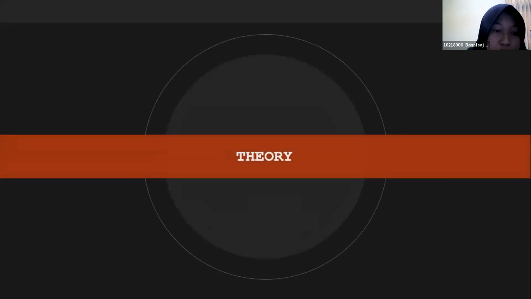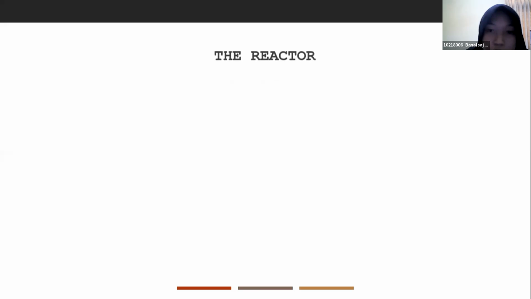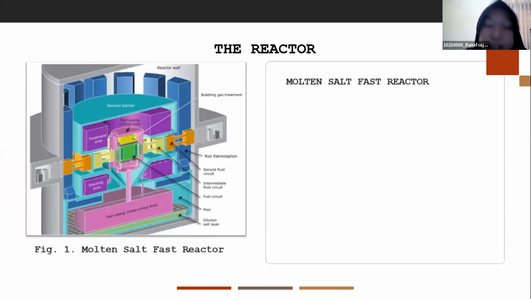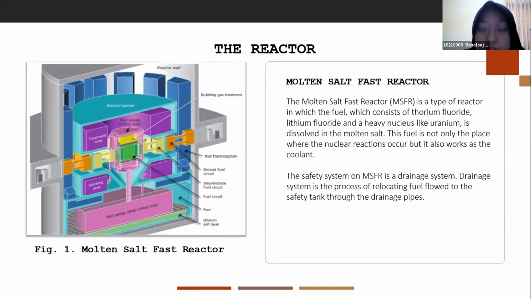Next, theory section. The molten salt reactor, or MSR, is a type of reactor in which the fuel, which consists of thorium fluoride, lithium fluoride, and heavy nuclei like uranium, is dissolved in the molten salt. This fuel is not only the place where the nuclear reaction occurs, but it also works as a coolant.